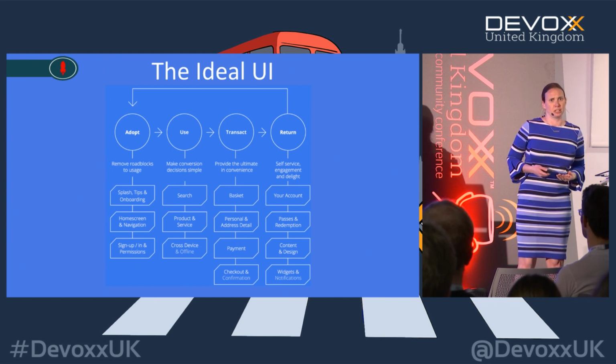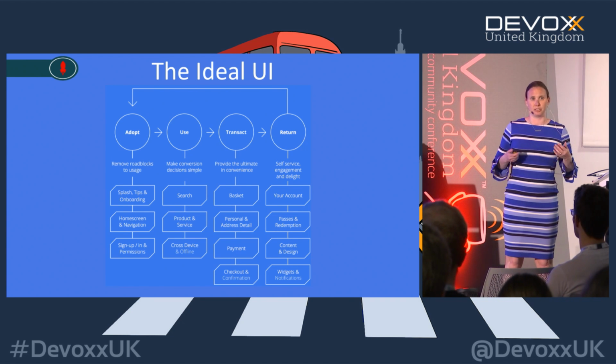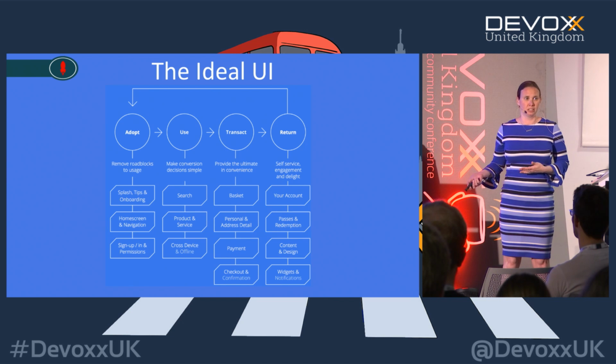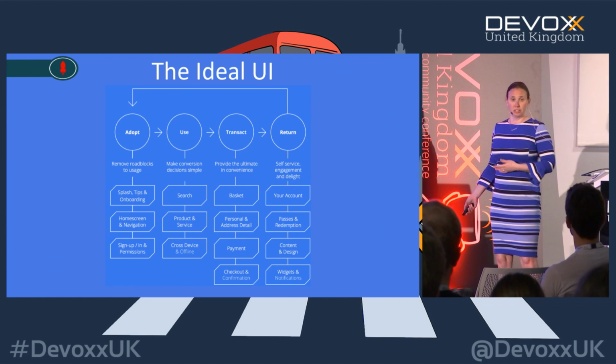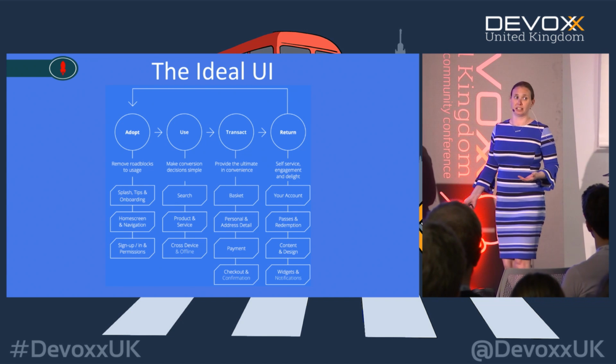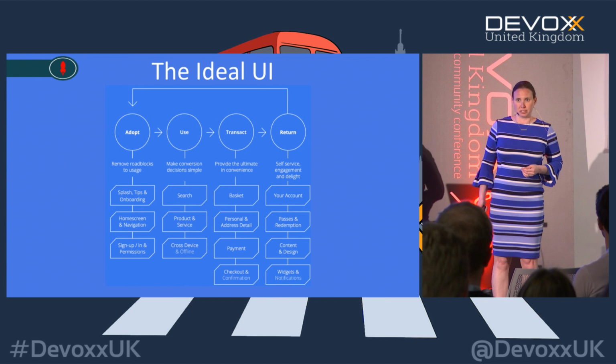So think about it this way. How many times a day do you look at Facebook or something similar? And how many times a day do you go to Amazon or something similar? Versus how many times a day do you go to the Devoxx app when you are not at the Devoxx conference?